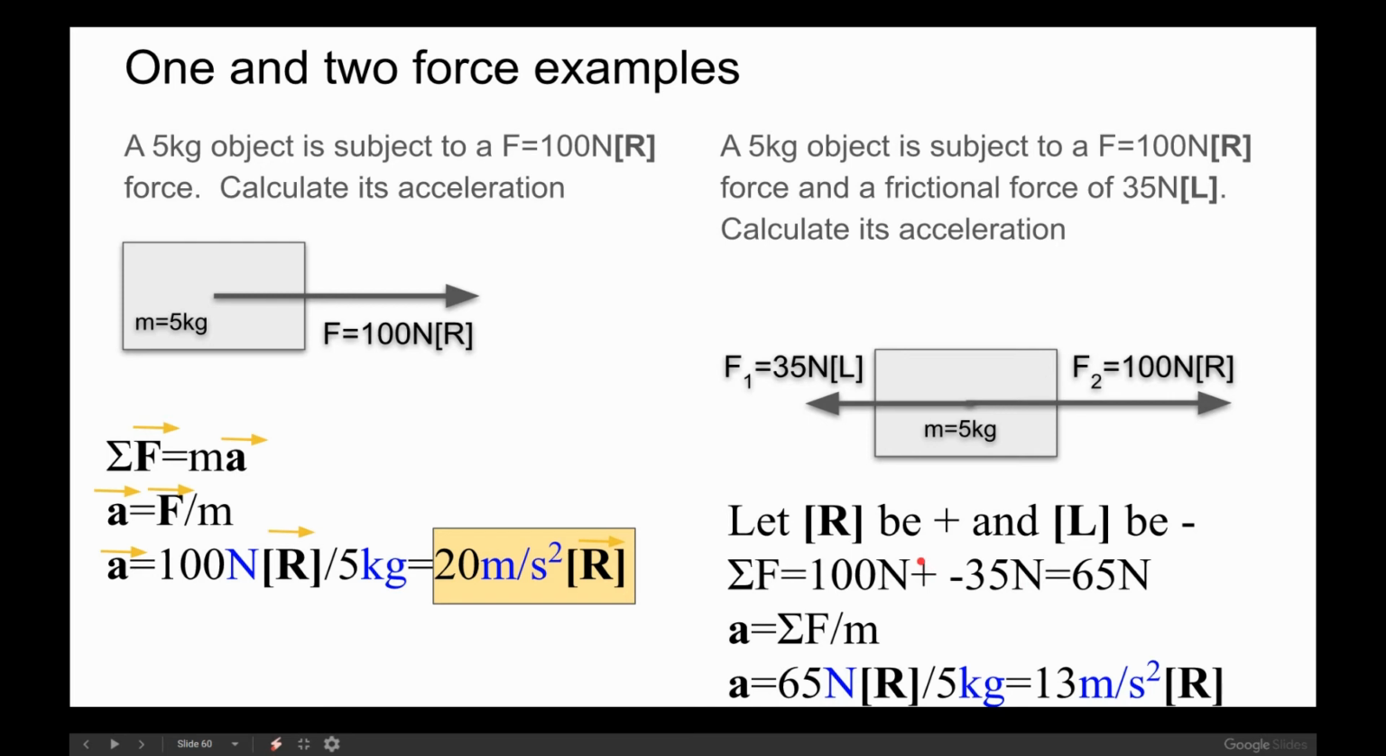Add them. These are additions of positive and negative integers. So plus a negative is totally acceptable. It will cause you grief later if you don't do it that way. And we get an acceleration of 13 meters per second squared. So that's as complicated as the horizontal ones get until we start pulling at angles.